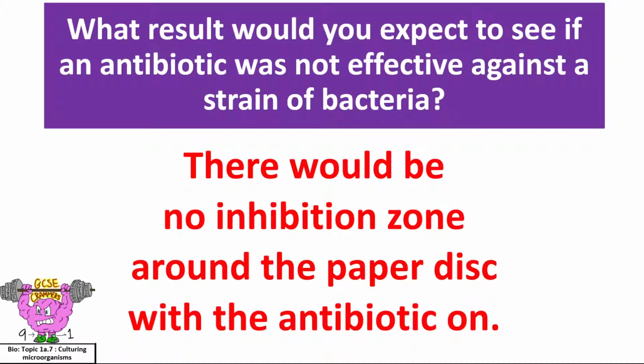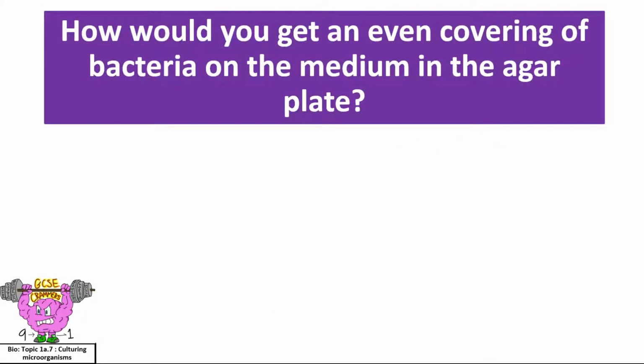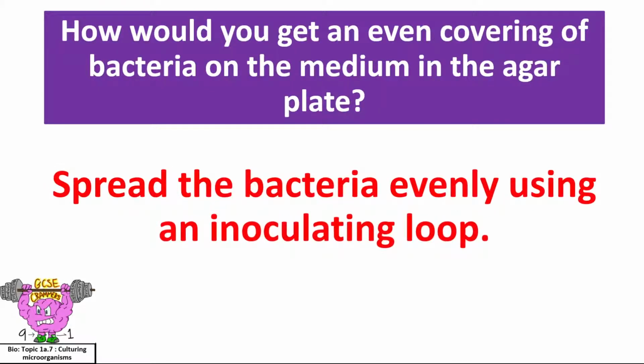There would be no inhibition zone around the paper disc with the antibiotic on. How would you get an even covering of bacteria on the medium in the agar plate? Spread the bacteria evenly using an inoculating loop.